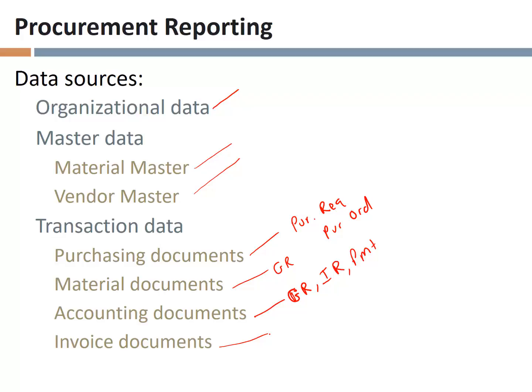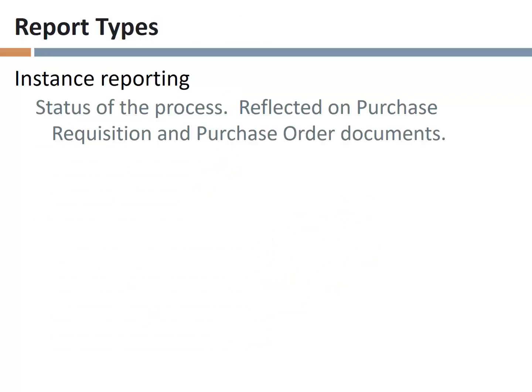What about the types of reports that we can look at in the system? One of the most important reports likely in our organization will be just keeping up with the status of things. Hey, I sent you a purchase requisition last week. Can you tell me what's going on with it?